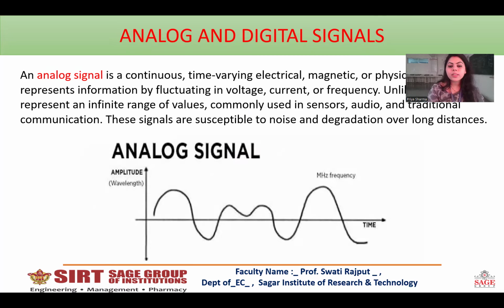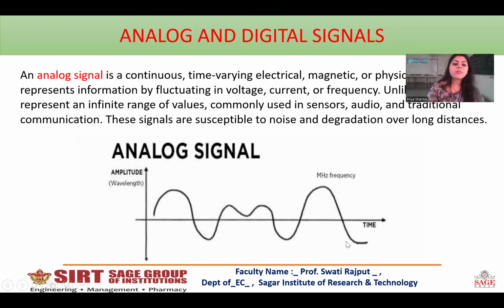What is an analog signal? An analog signal is a continuous, time-varying electrical, magnetic or physical signal that represents information by fluctuating in voltage, current or frequency. Okay, these signals are susceptible to noise and degradation over long distances. This is an analog signal. This is the amplitude and time. You can see these signals. These are the analog signals.